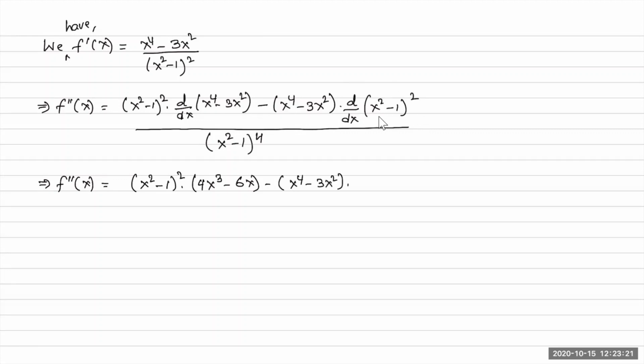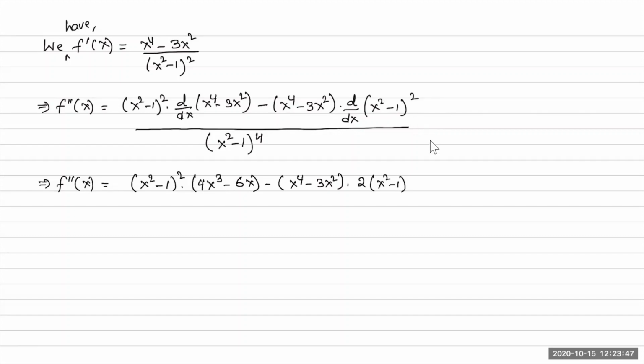And then in order to find the derivative of this one, we have an inside function x squared minus 1, and the outside function is a power function, is squared. So what we are going to do is we are going to use the chain rule. Chain rule says the derivative of outside function first. So for the outside function, we bring the power down and reduce the power by 1. So 2 minus 1 will be 1.